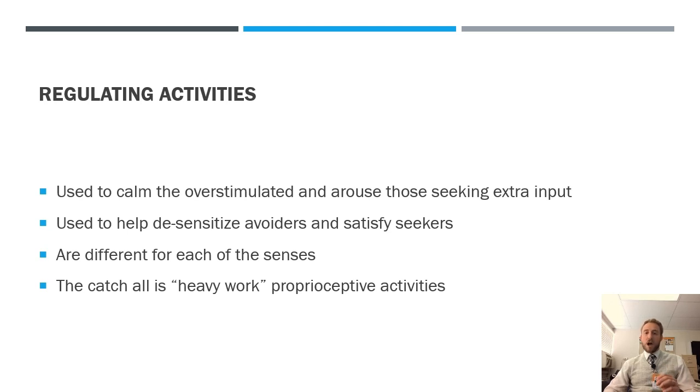So there are different approaches for each of the senses. We're going to go through each of the senses and define what could be calming, what could be arousing for each of those. And then we'll focus and spend the most time on the category of proprioceptive activities, because there's a category called heavy work that's the superstar, right? He calms, he arouses. It's kind of the catch-all strategy. So we'll describe what that could look like in a little bit more detail as we go through those senses.